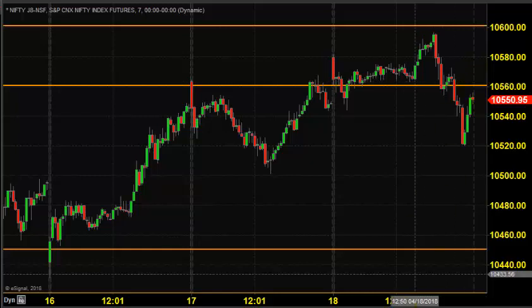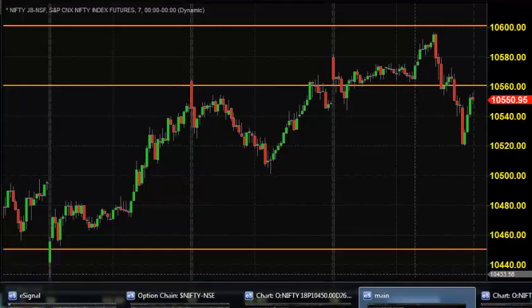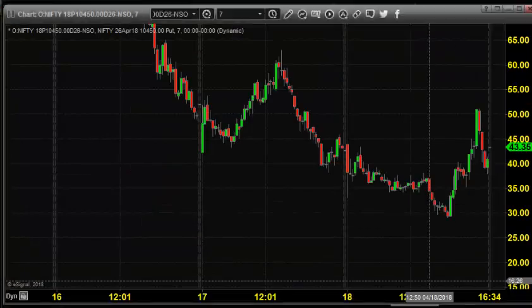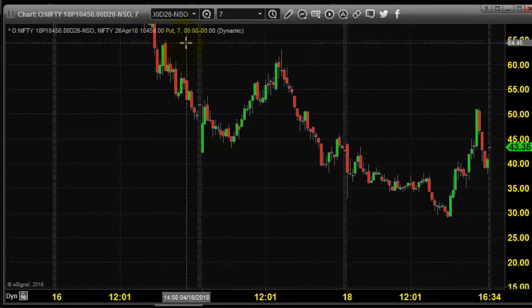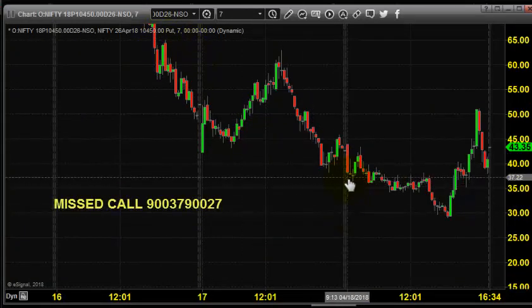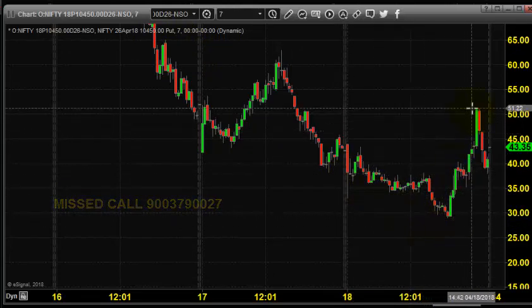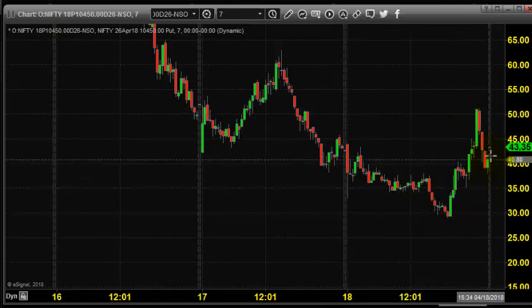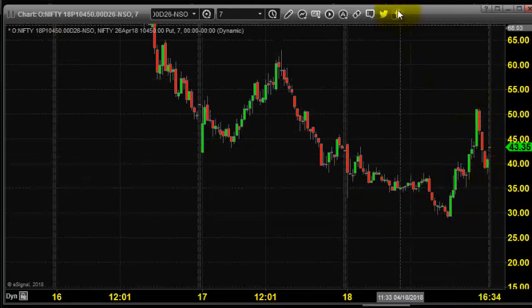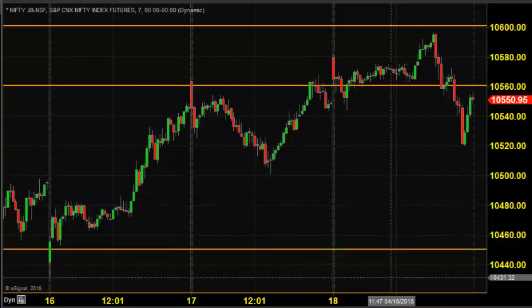So how we tried to do that in the option: we thought of buying the 10,450 put option, which opened around 38. It came down till the 30s. Finally it picked up some momentum and went up till 50, closing near 43.35. So we had made some minor profit also.